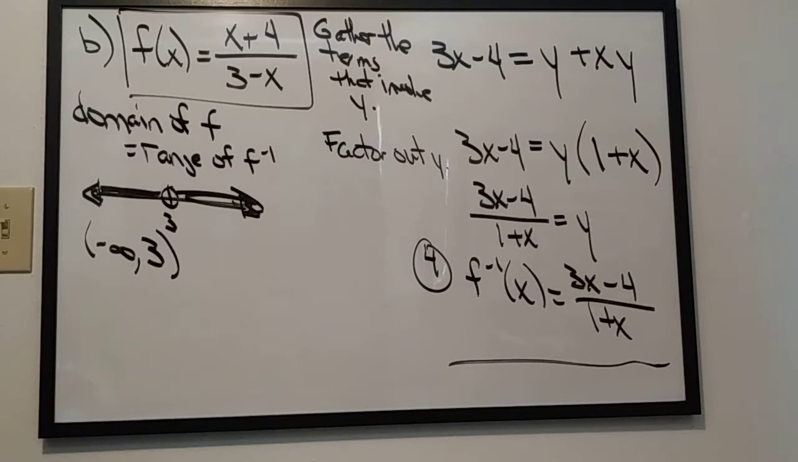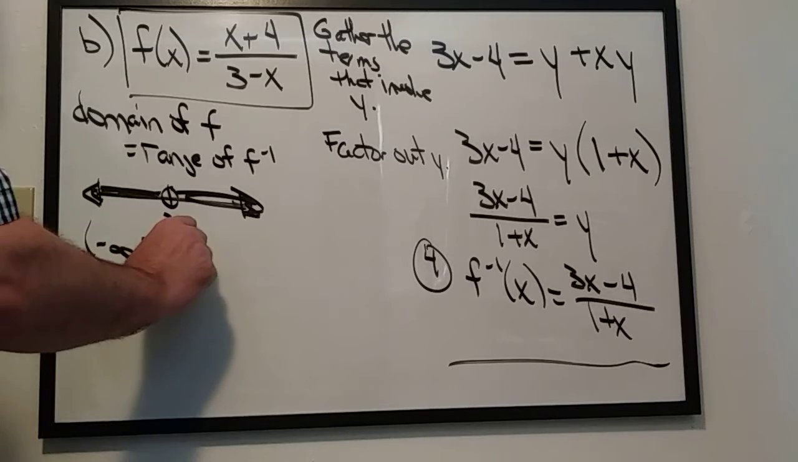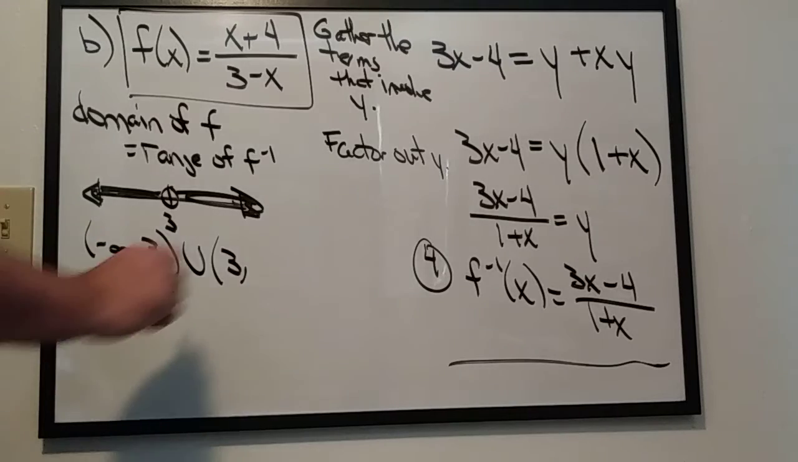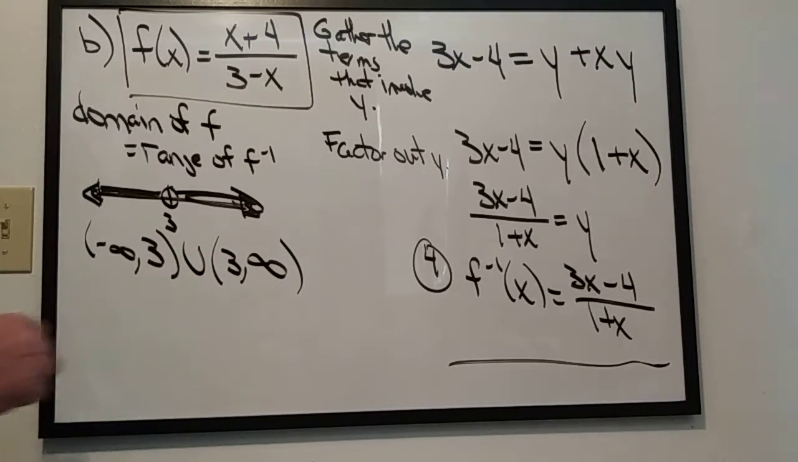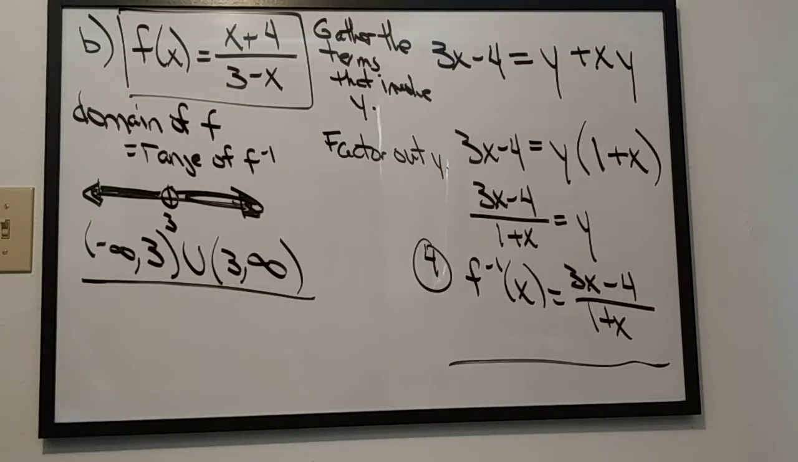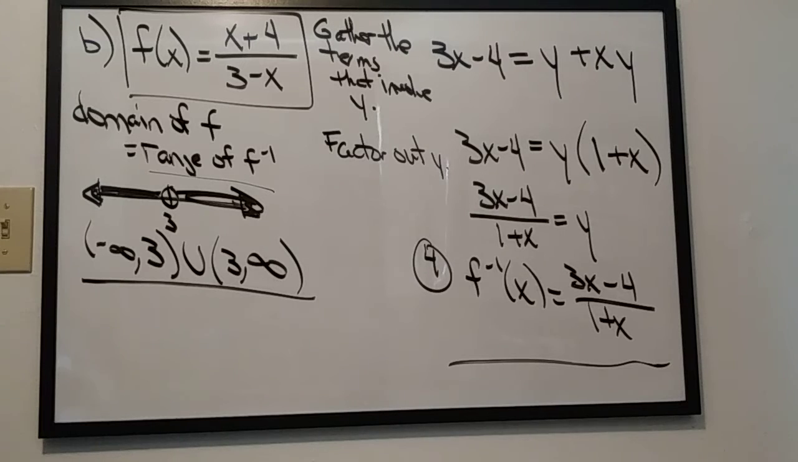But that's not the whole story. We have a whole bunch of x values that we're including over on the right as well. So I need to keep on going. We're going to have the union symbol, and then we start up again with a parenthesis 3, and then we go over to the right forever, so we're going to have positive infinity. So the domain of f, in interval notation, is parenthesis negative infinity comma 3 parenthesis union parenthesis 3 comma infinity parenthesis. And one more time, that's also the range of f inverse.